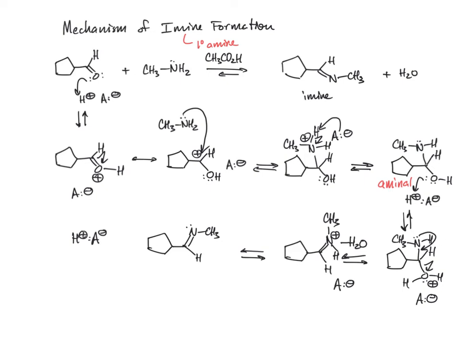So in our next slide here, we're going to look at the mechanism of enamine formation. And so what this necessitates is that we have to use a secondary amine. We can use aldehyde or ketone as the carbonyl component, but we must use a secondary amine. So for this mechanism, let's go ahead and use cyclohexanone.